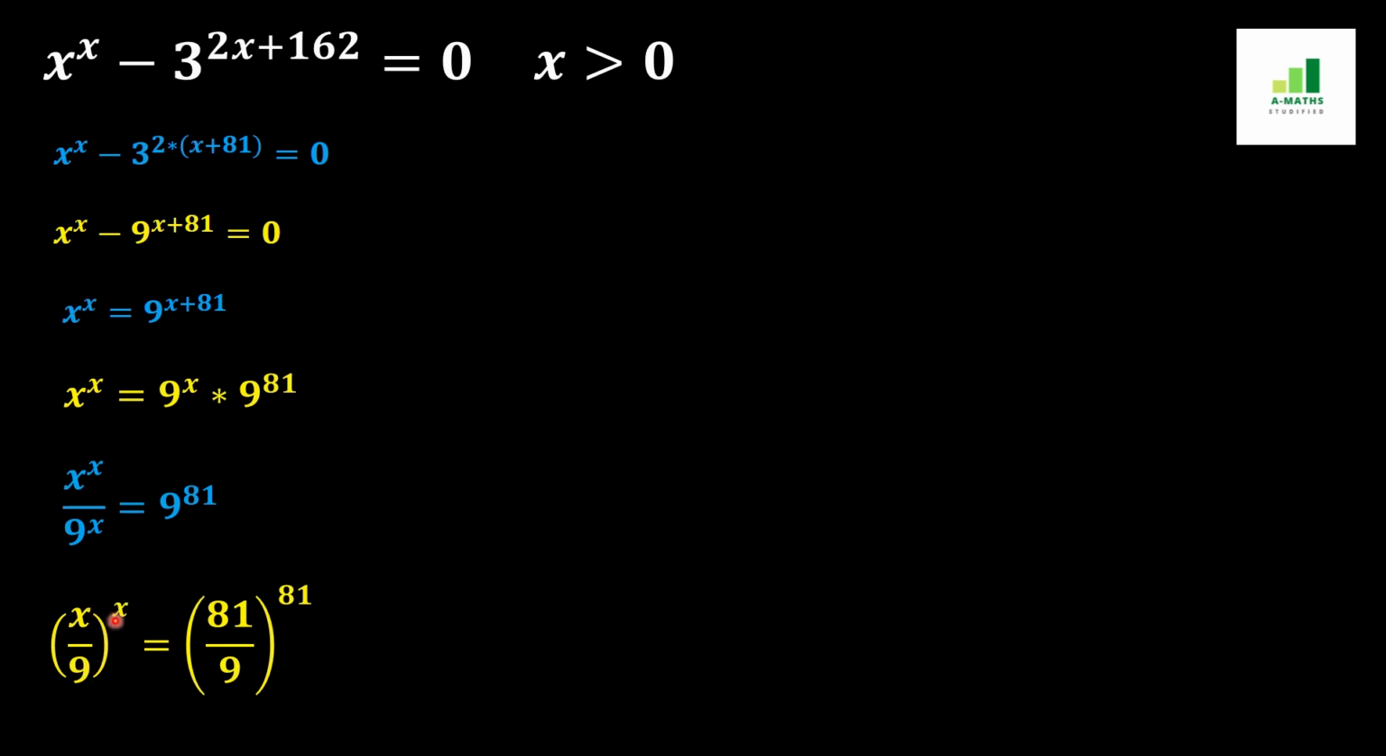On the other side of the equation we multiply and divide this 9 with 9, and we will get, when this 9 multiplies with 9 we get 81, and when this 9 divides with 9 we get over 9, and the overall power 81 will remain the same. So this value converts into 81 over 9, overall power 81.